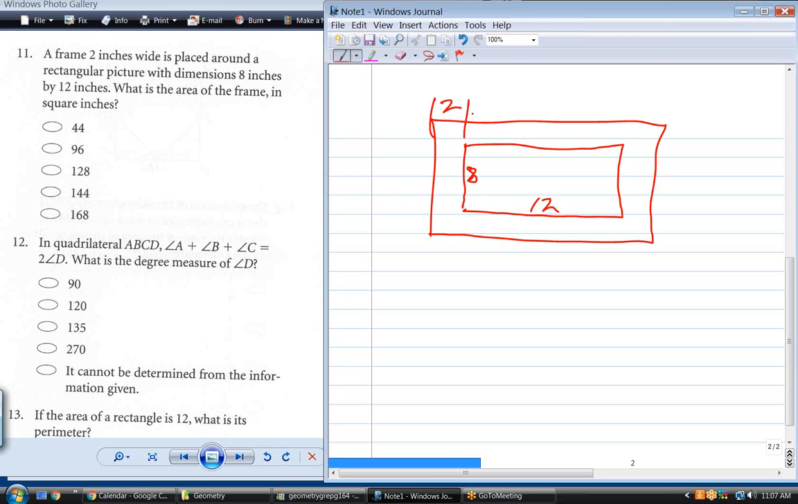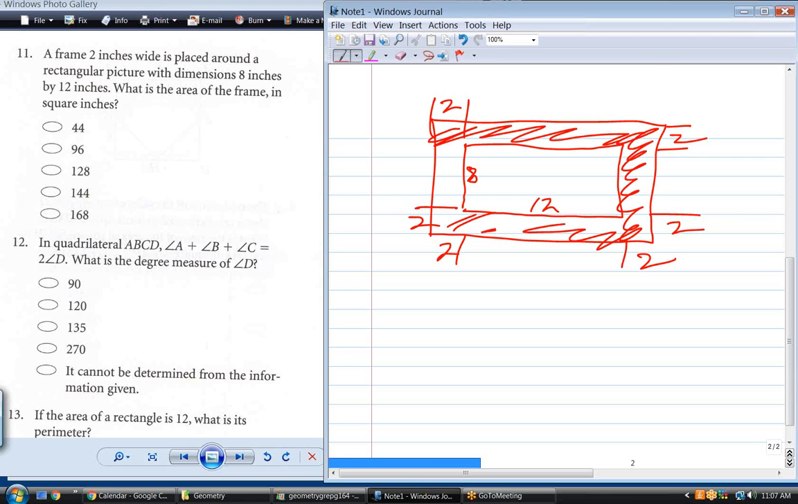And the frame is 2 inches wide. So from there to there is 2. From there to there is 2. That's 2 all the way around. What's the area of the frame only, which is a shaded region. Shaded region problems are what kind of problems? Oh, we did this. Subtraction. Yes, just always associate shaded region with subtraction.